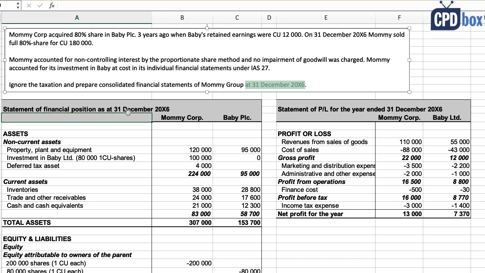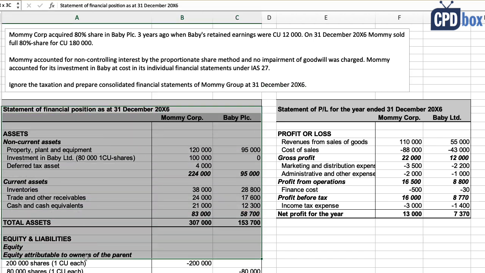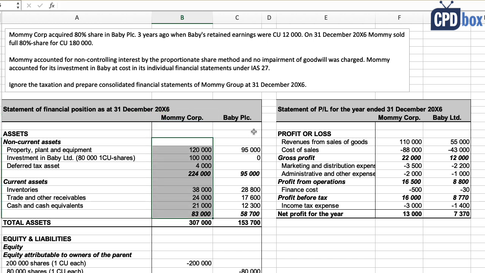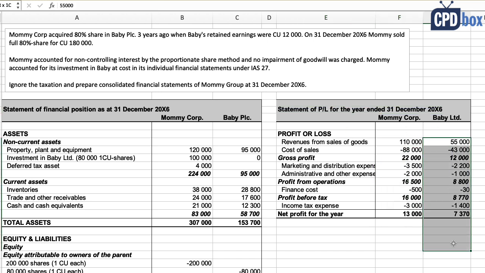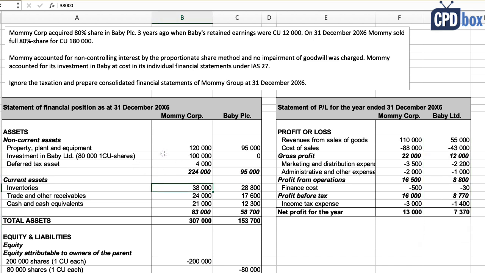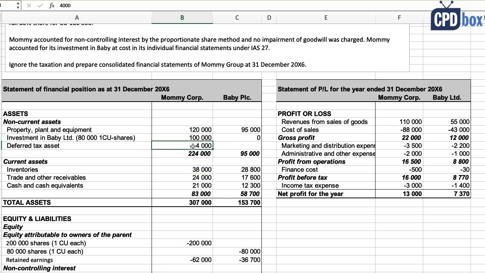Now, we can see a bunch of statements here, namely statements of financial position of both Mummy and Baby. And then we have also both statements of profit or loss for the year 2006. So we will prepare three statements: financial position, profit or loss, and changes in equity. Please note that here in these individual financial statements, all assets are with plus and all liabilities and equity are with minus. Similarly, all revenue items are with plus and expenses with minus. Use whichever method you like. Just be consistent and think of what you're doing.